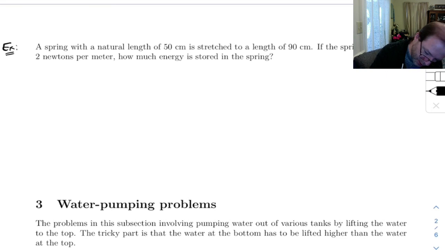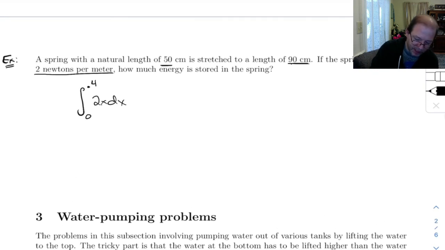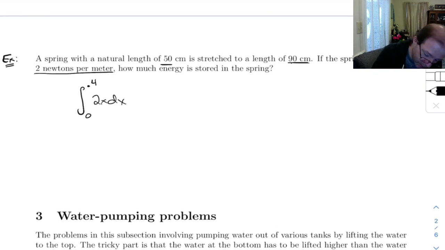Let's see. So let's see. The spring constant is 2 newtons per meter. So that's 2x dx. Its natural length is 50, but it's stretched to a length of 90. So that means that it went from its natural length up to 90 centimeters, which is 0.4 meters. So this is going to be x squared, 0 to 0.4.